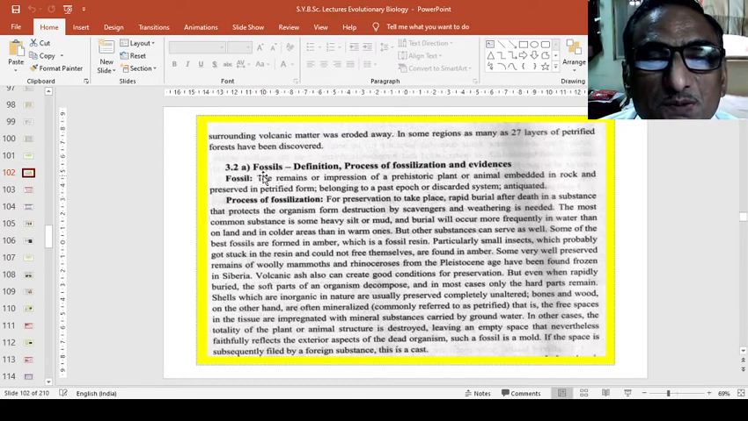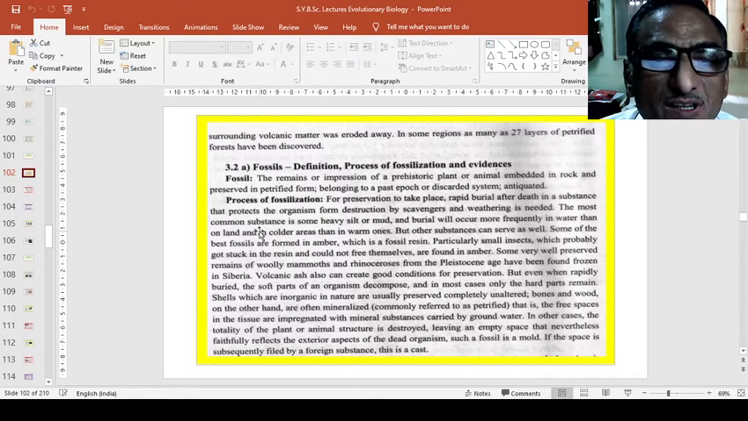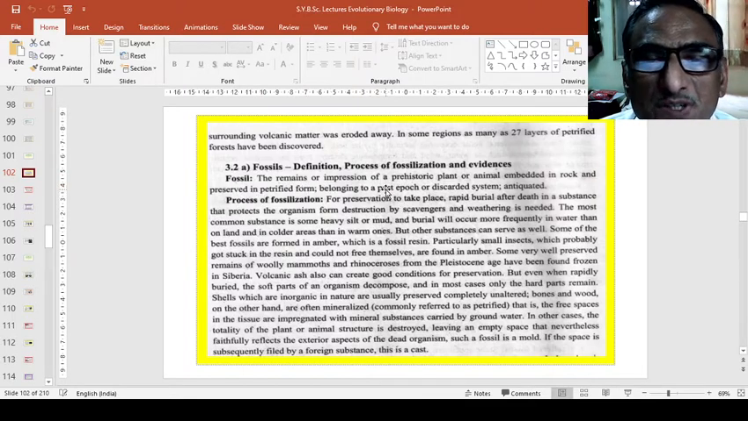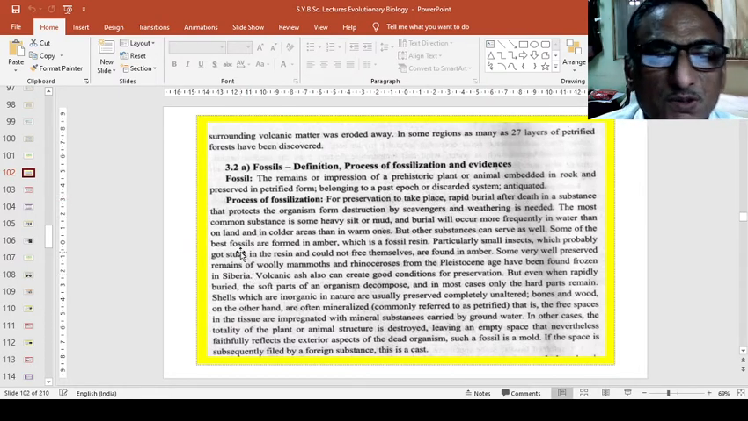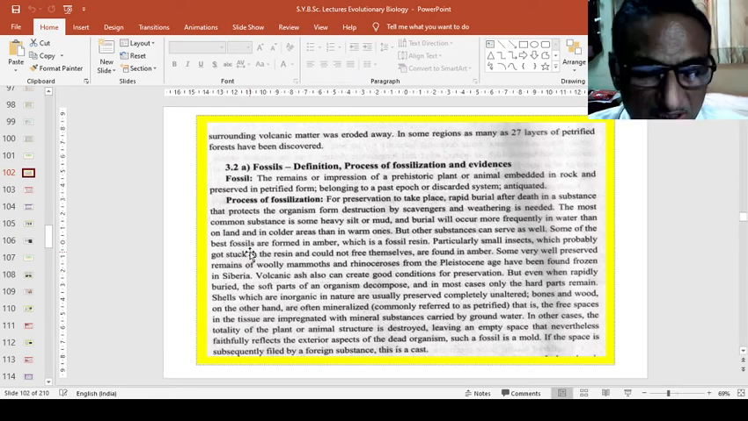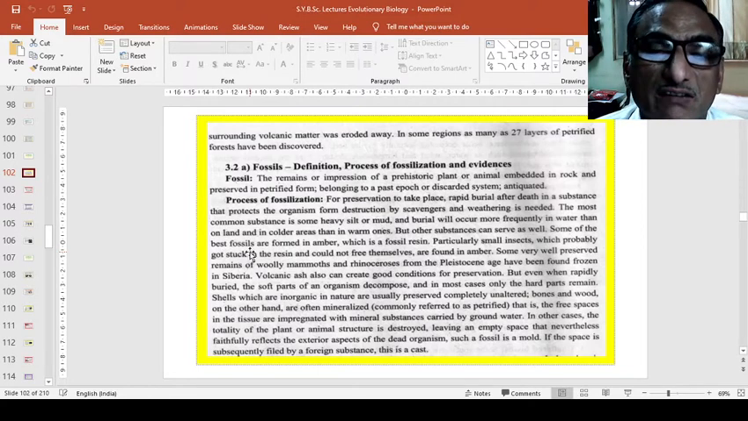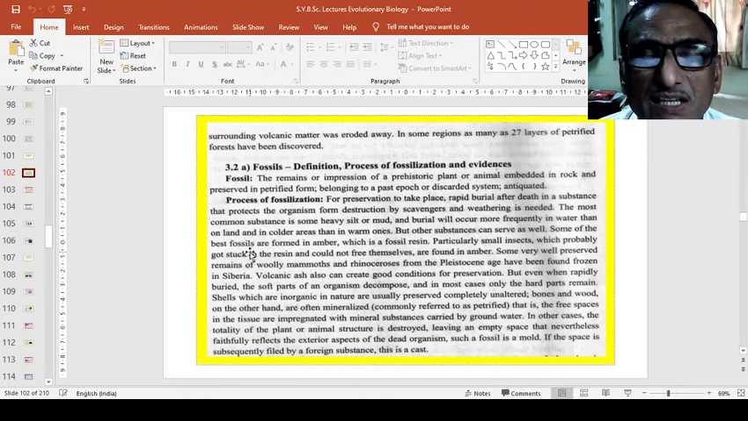So, 3.2: fossils, definition, process of fossilization and evidences. Fossil: the remains or impression of a prehistoric plant or animal embedded in a rock and preserved in petrified form, belonging to a past epoch or discarded system, antiquated. So, process of fossilization includes the preservation either in rock or mud or lava, whatever the material. Even in soil it can be imprinted.